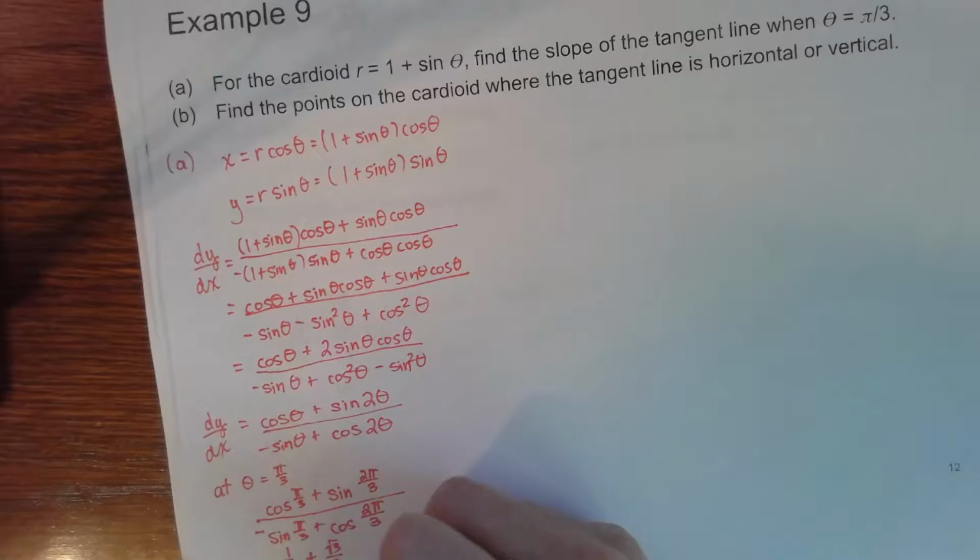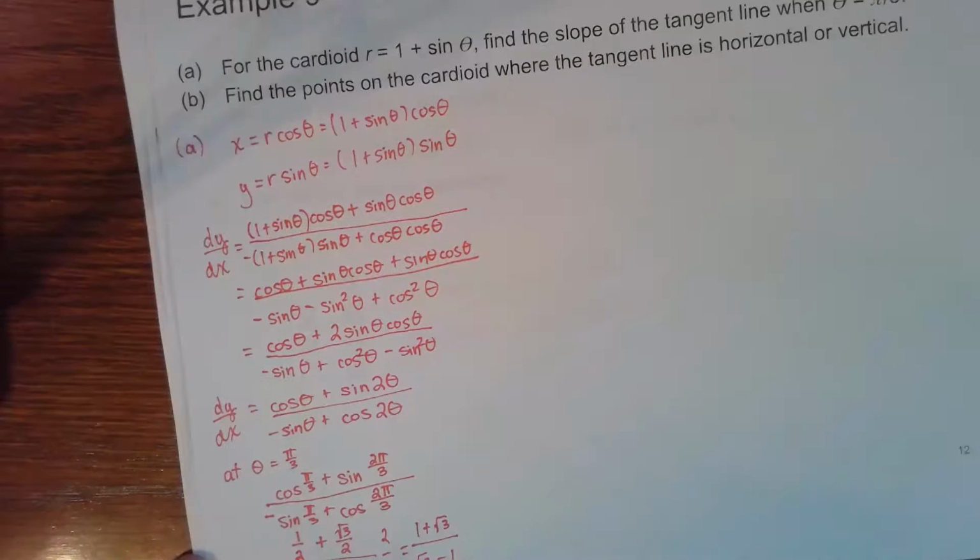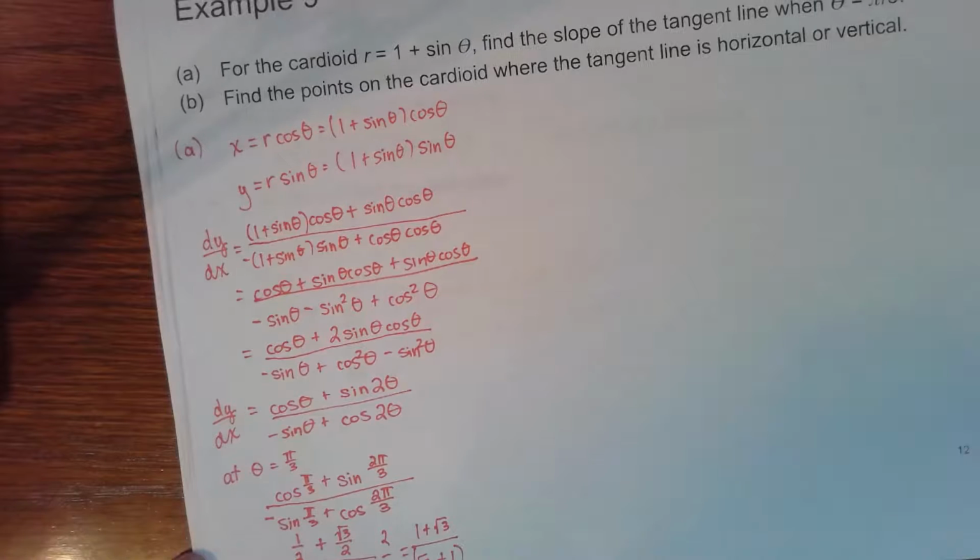Okay, multiplying this by 2 over 2, we would get 1 plus the square root of 3 over negative square root of 3 minus 1. Okay, so notice if I factored out a negative, then I've got 1 plus the square root of 3 in the denominator and 1 plus the square root of 3 in the numerator, so this just simplifies to negative 1. That is the slope of the tangent line.